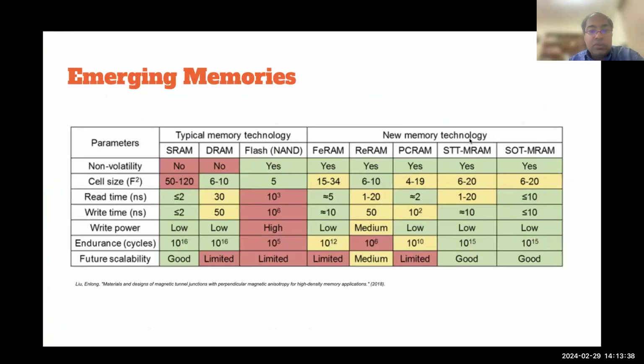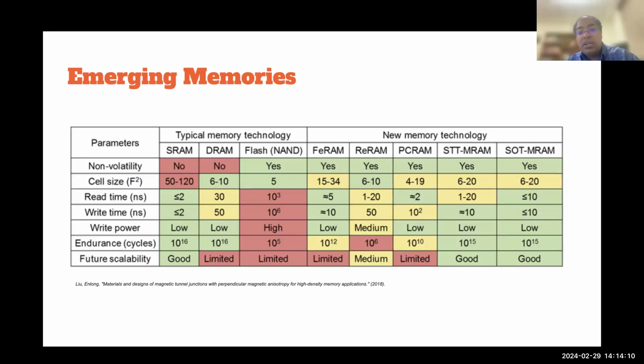Now, these are some of the emerging memories. Typical memory technologies are SRAM, DRAM, and flash. Over the years, the scalability of SRAMs has been pretty good, but flash has certain limits. And because of those, people started to look into other kinds of memories to reduce the size as well as to have better scalability.